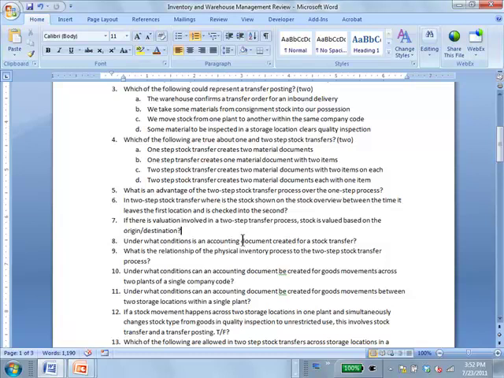8. Under what conditions is an accounting document created for a stock transfer? Change in valuation. Cross company code? Any situation in which there's change in valuation. Even across plant, there might be change in valuation, right? Depending on if the company is valuing stock differently in different plant. So the main thing is change in valuation. If it occurs, then there's an accounting document.